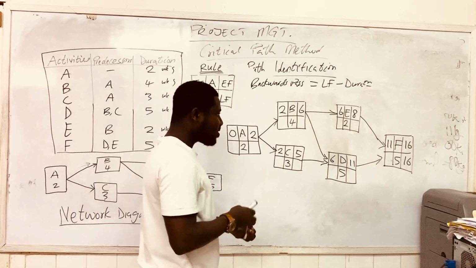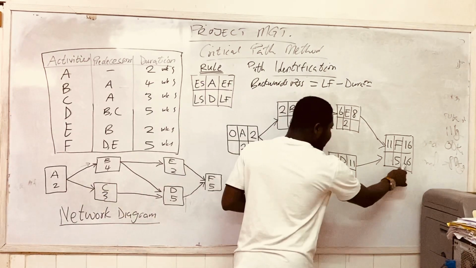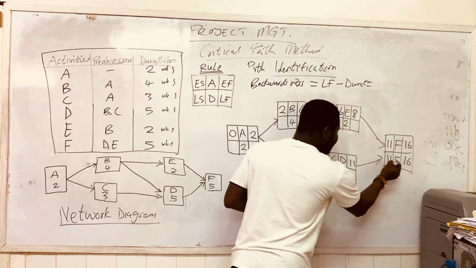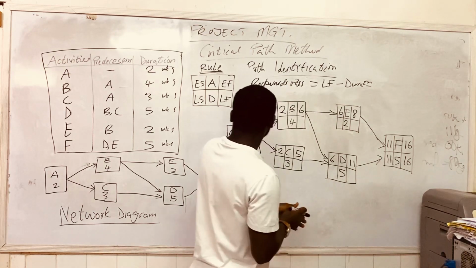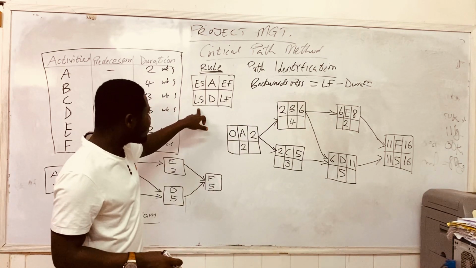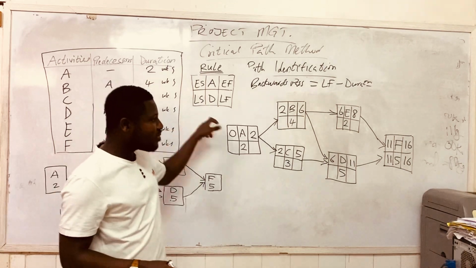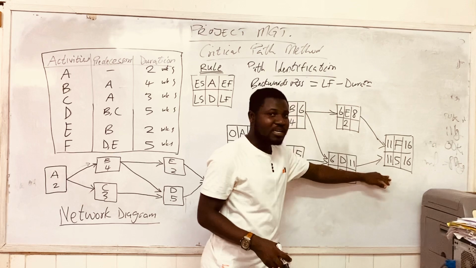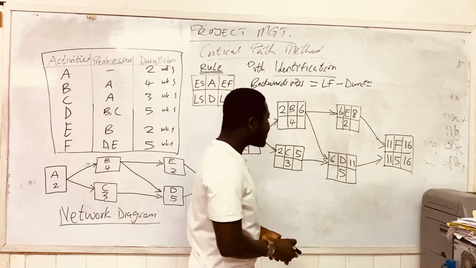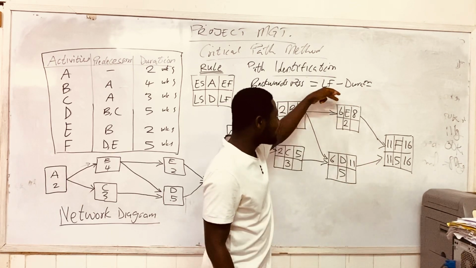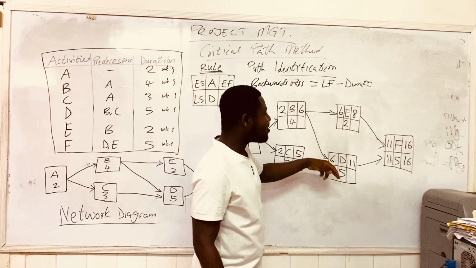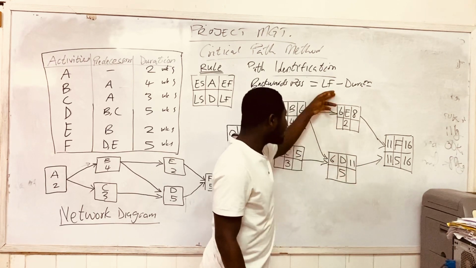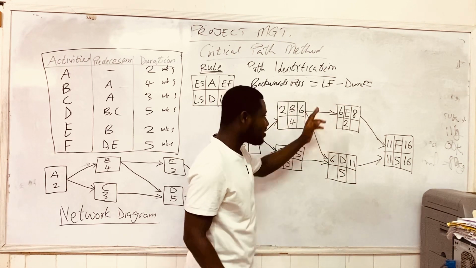And so I'm going to do it very quickly. Now 16 minus 5 is 11. This is the latest start time for activity F. This is the earliest start time and the latest start time for activity F. It is 11. Now activity F is linking to two activities here, which are D and E.